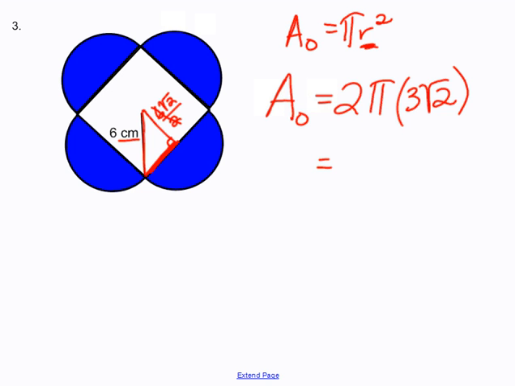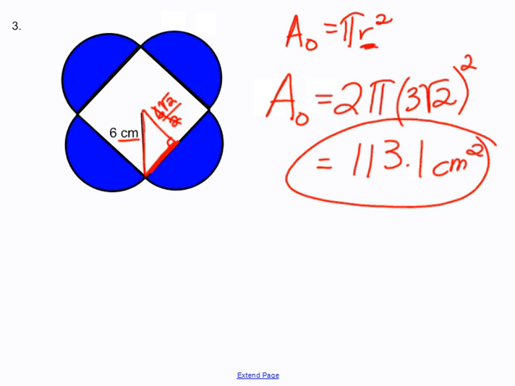So when I do all the math, I get 113.1 centimeters squared. And that's the area of all of those semicircles together.